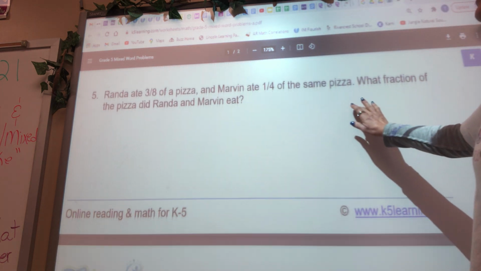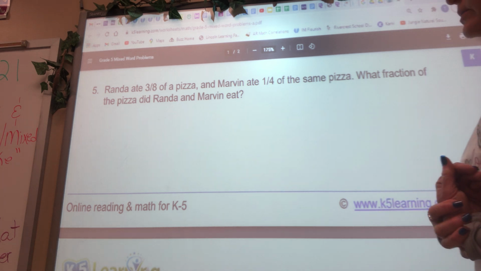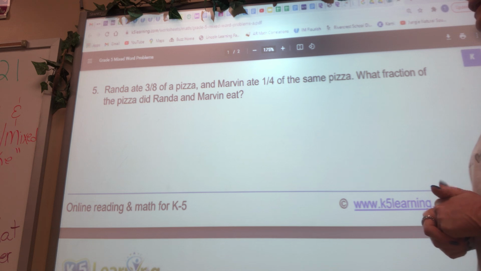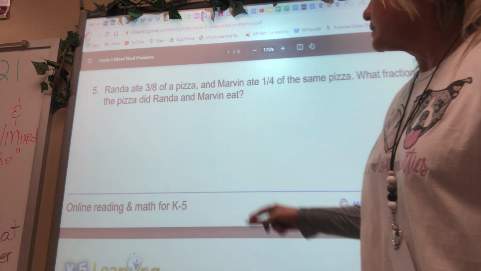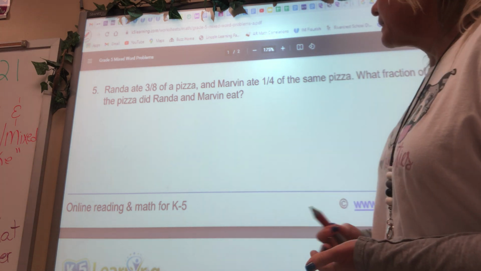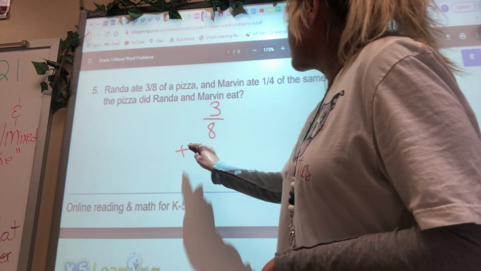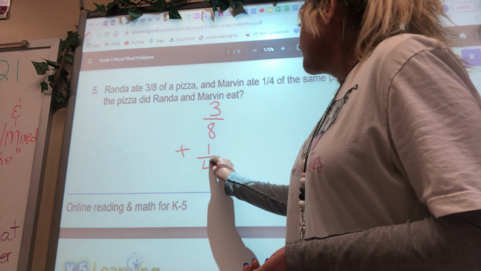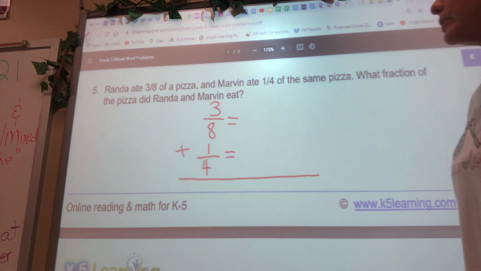All right, number 5. We're still working with fractions. Randa ate 3/8 of a pizza, and Marvin ate 1/4 of the same pizza. What fraction of the pizza did Randa and Marvin eat? Okay, well, let's see. If we were going to see how much they ate together, we would be adding. So we know we're adding fractions, so we're going to stack those on top of each other. And anytime we're adding fractions, they have to have a common denominator.